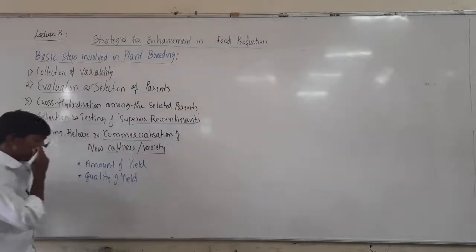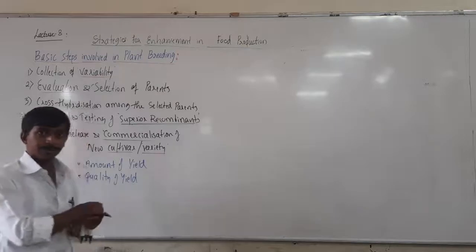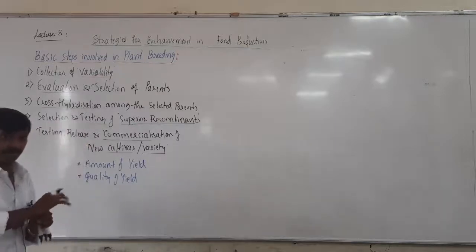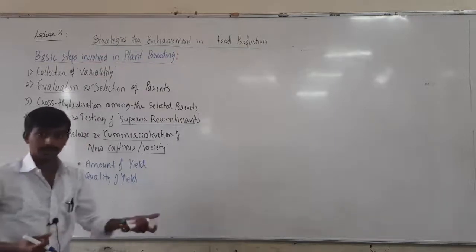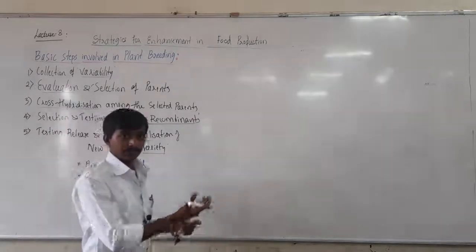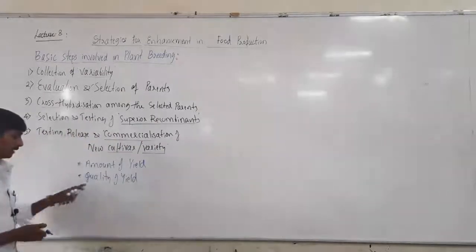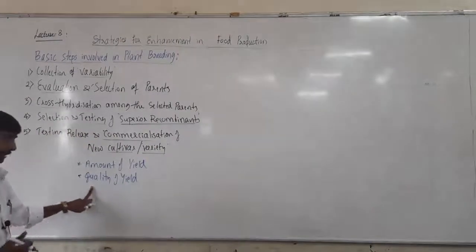Then quality of yield means among these 10 kg of the seed produced, how much kgs are better for eating, how much is good for eating. The seed of this crop is good, seed of that crop is not able to eat, like that they will check about the quality of the yield.